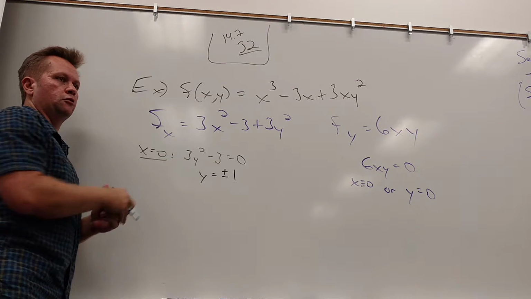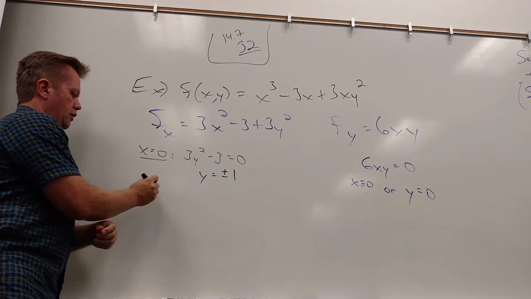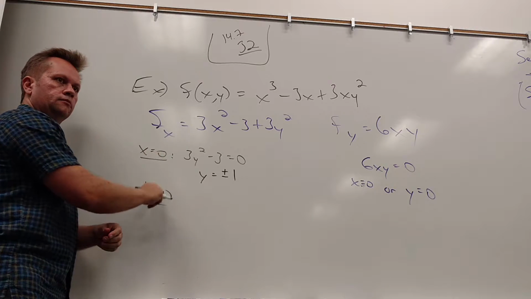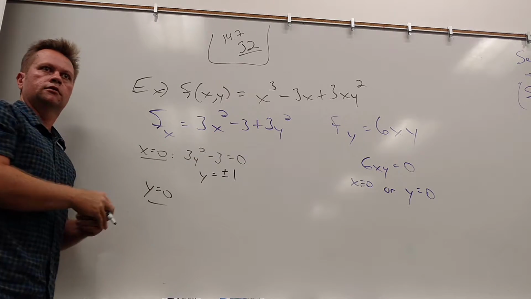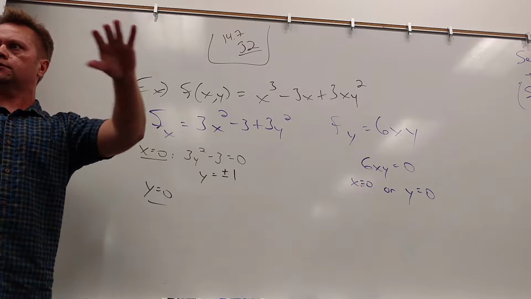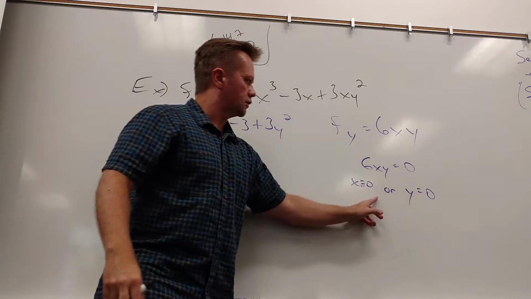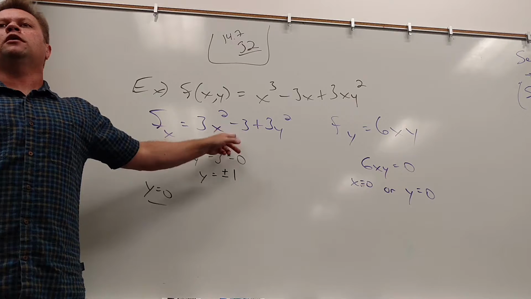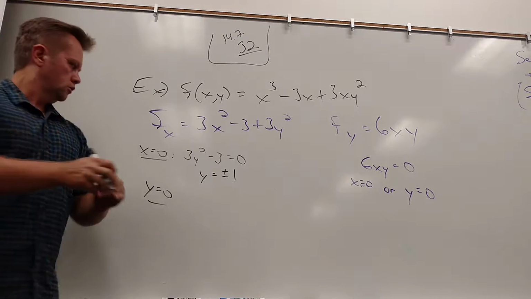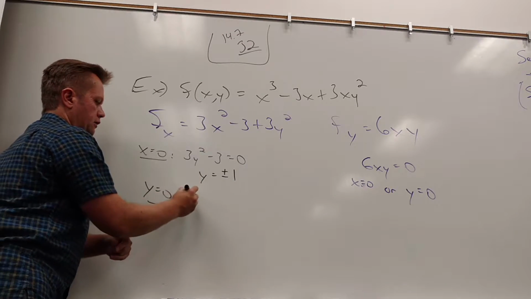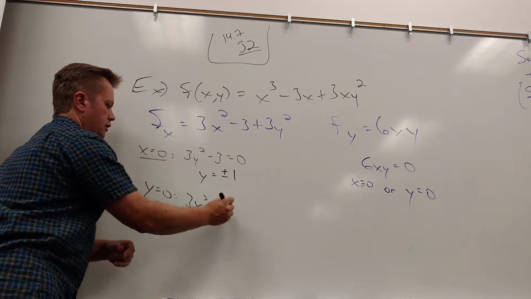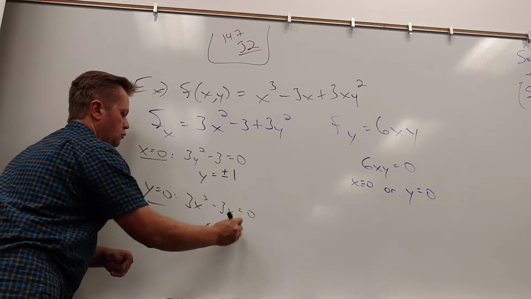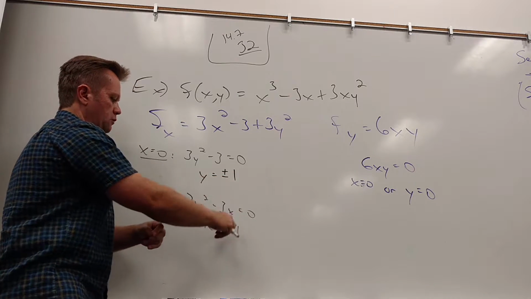If y is 0... So where am I getting these from? They're systems of equations, right? So I got one set of equations solved. I've got to use those solutions in the other one to see when that is also true. So y equals 0, I get something very similar. 3x squared minus 3 equals 0. So I get x equals plus or minus 1. So I get y is plus or minus 1x.